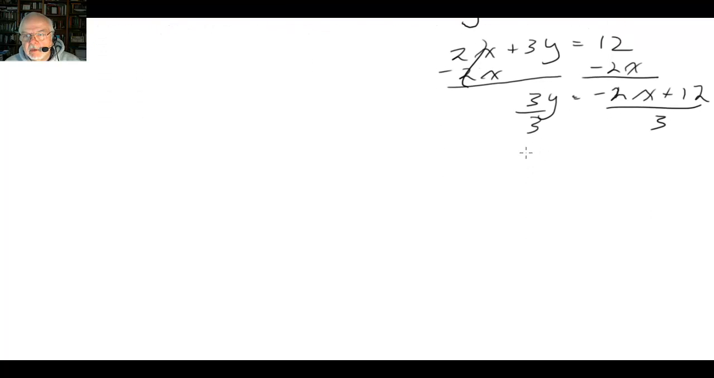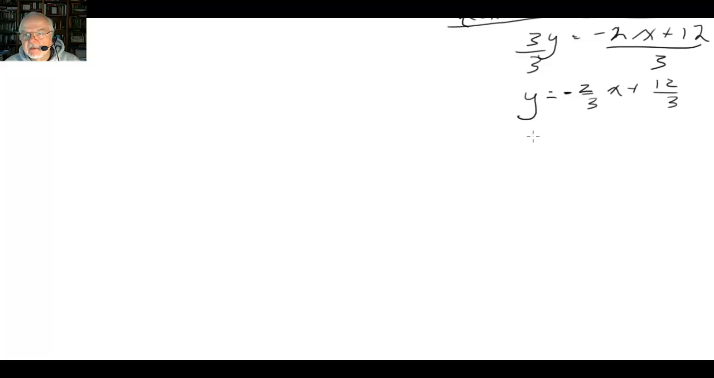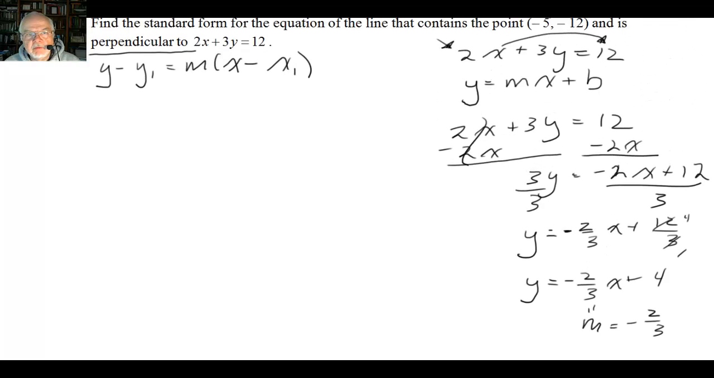3 divided by 3 is 1, and 1 times y is just y. The right-hand side becomes -2/3 x + 12/3. We really don't have to simplify this, but what the heck. y = -2/3 x + 4, since 3 goes into 12 four times. So the slope of that equation is -2/3. But that's not the slope we're going to use.